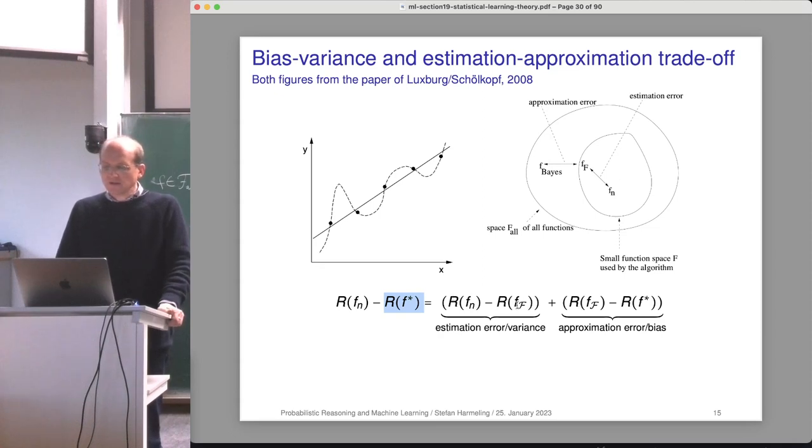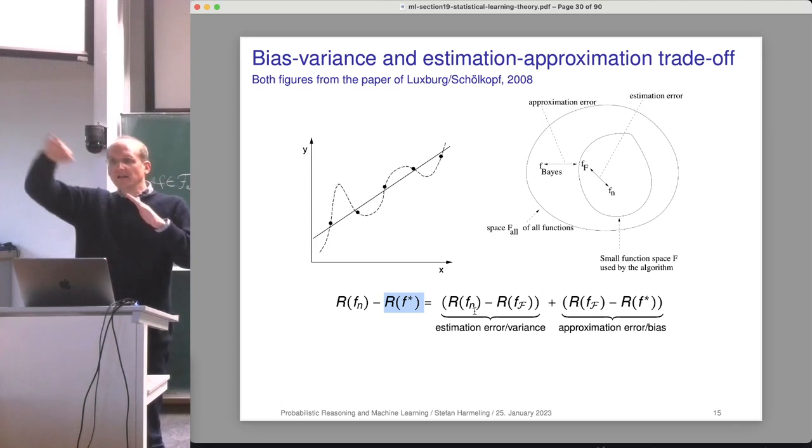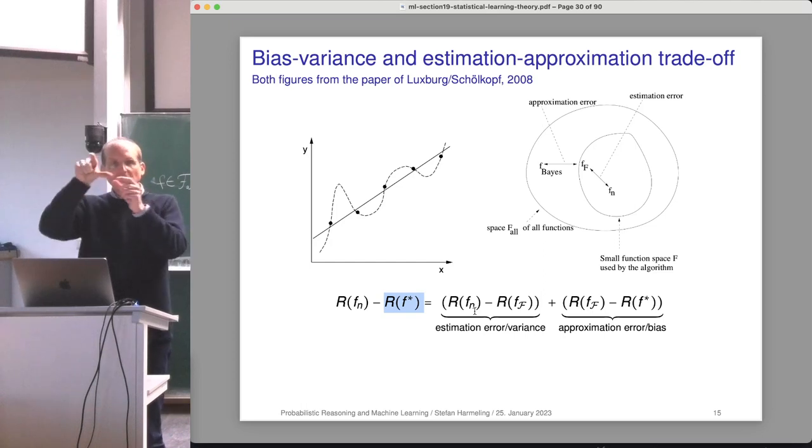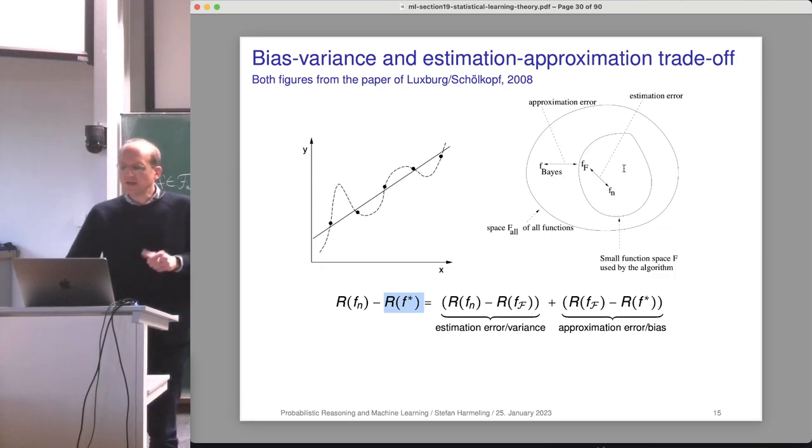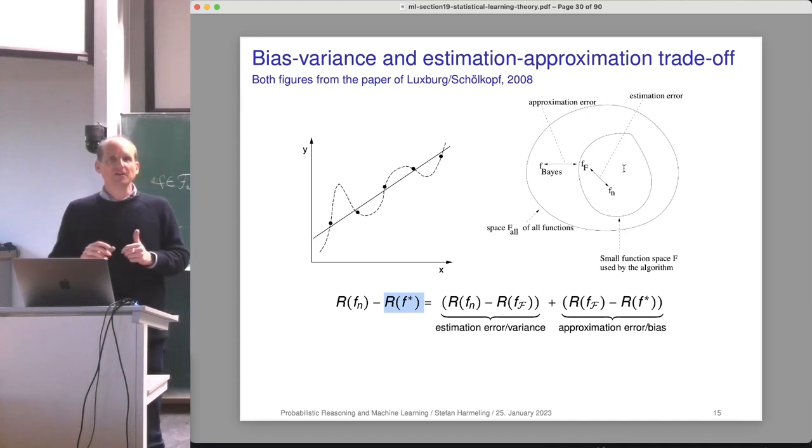On the other hand, the other one here, if my function class is quite flexible, then my estimation error can get quite large. If you have a linear function that you want to estimate, you only need a couple of numbers to find the slope and the offset. But if you have a very wiggly function, you need many more data points. So if you have a larger function class, then typically the estimation error gets larger. You could see it like the inner bubble getting larger, then you have a larger estimation error.